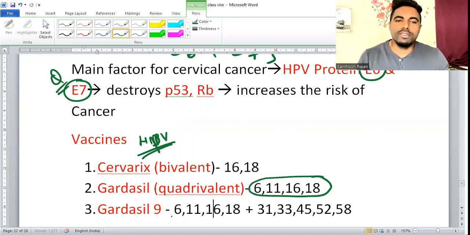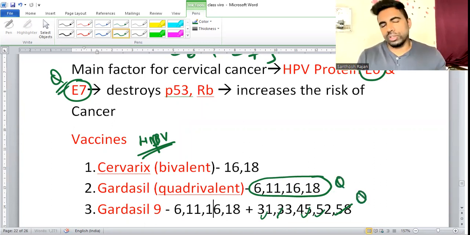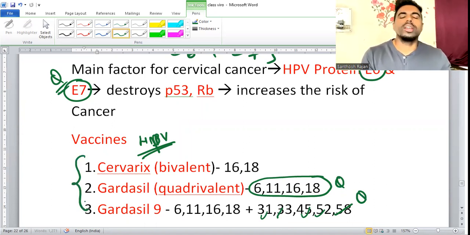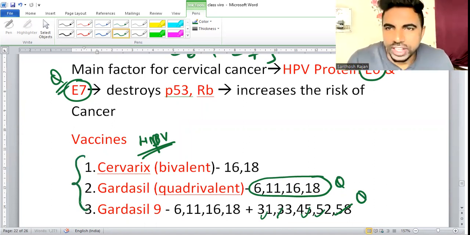But now we also have Gardasil 9. Gardasil 9 means, along with 6, 11, 16, 18, extra types are added: 31, 33, 45, 52, 58. That's it. Somehow you have to remember this. It can be a gynae question, but from a microbiology point of view also, this is an important question. Only a few cancers can be prevented through vaccination.